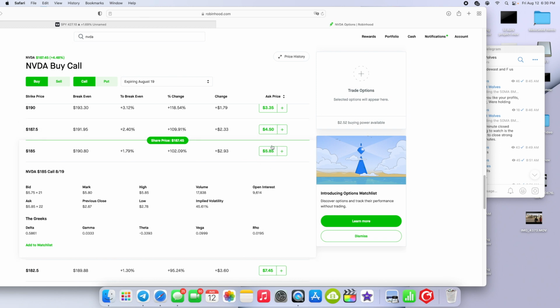$5.85 per each contract. And every time you buy calls or options, you have to multiply this by 100. So it'll be, how much? That'll be $585. I'm sorry, I'm a little tired right now, but that would be a $585 contract for just one contract.